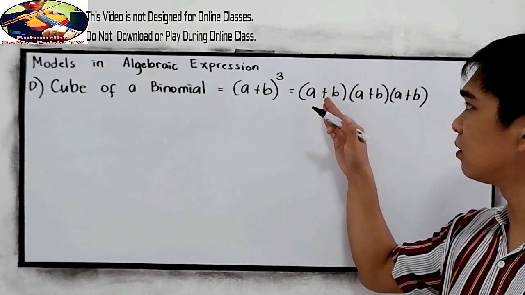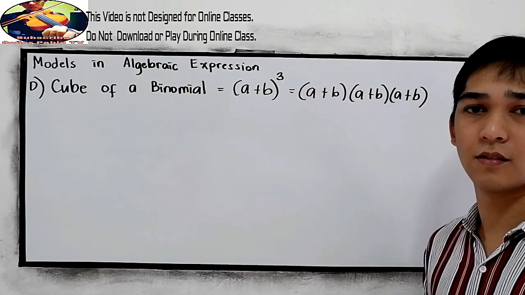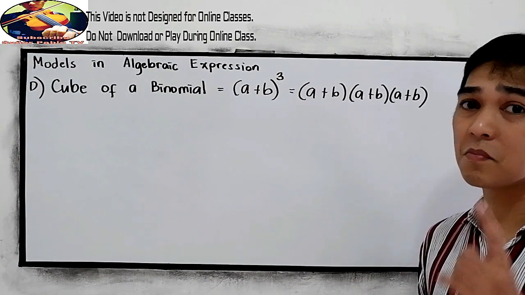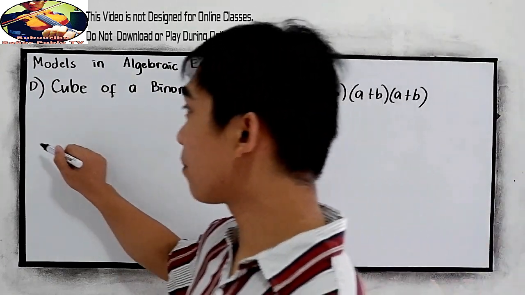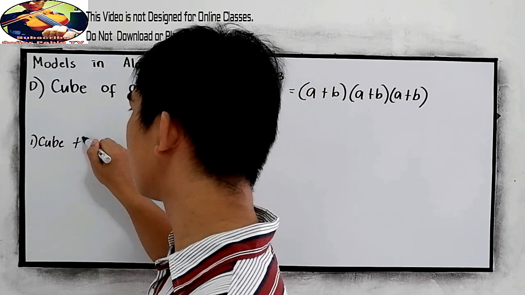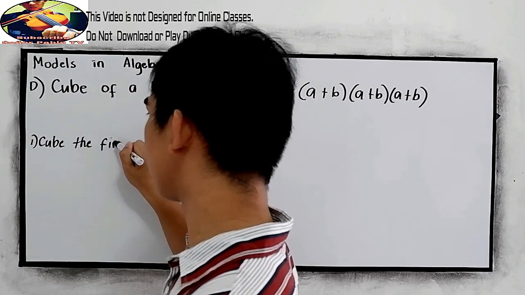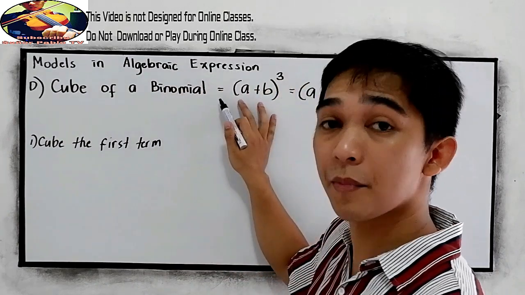So we're going to get the product of that, then we can use the FOIL method. Or we can simply use the following steps. Step number 1, cube the first term of the binomial.